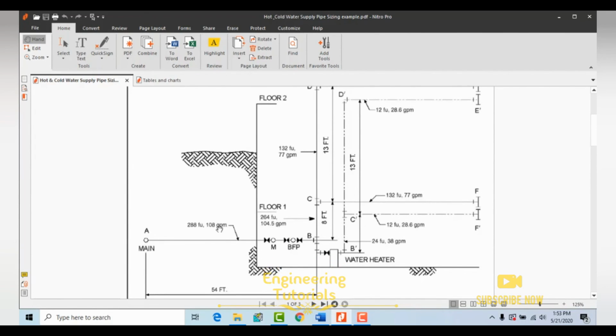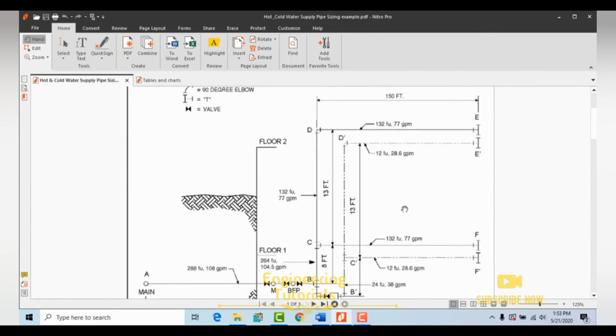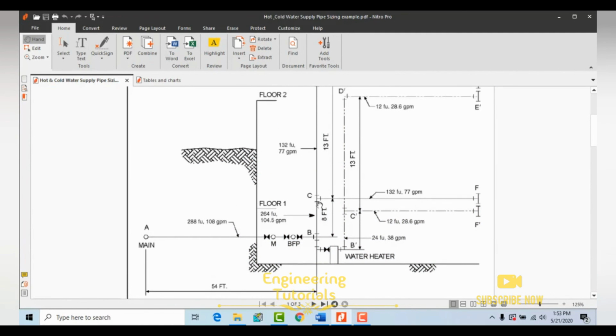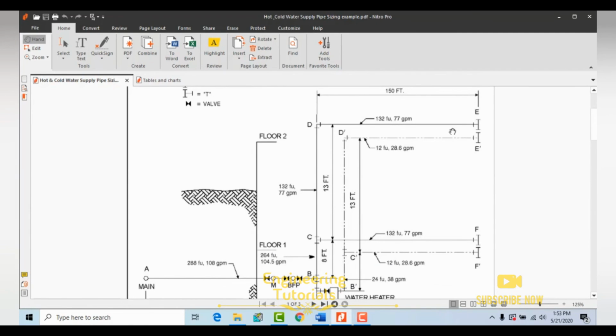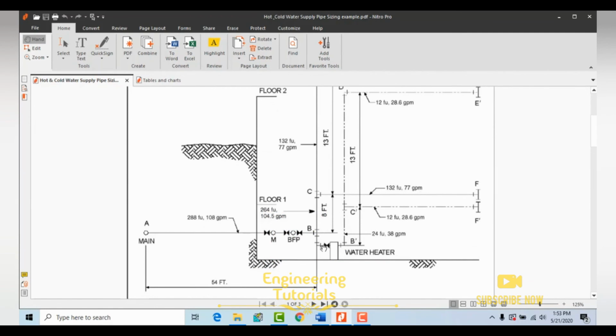As you can see, here is how many fixture units we have: 288 fixture units here, then 264 fixture units B to C, and then 132 fixture units here, 132 here, 132 here. And then C to F we have 12 fixture units. And the lengths are given: A to B 54 feet, B to C 8 feet, C to D 13 feet, and D to E 150 feet. So everything is mentioned in the drawing.